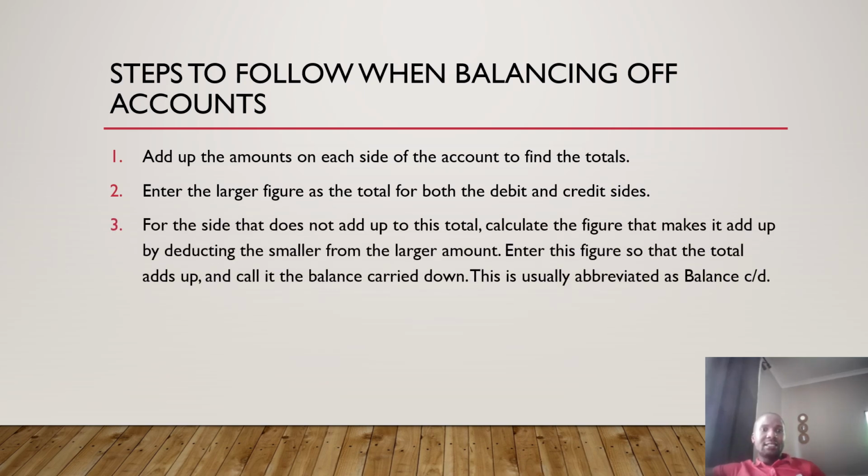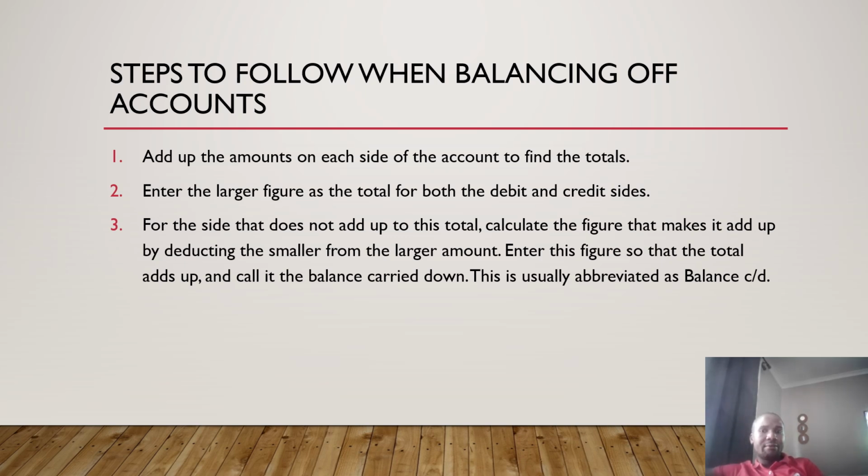So for the side that does not add up to this total, that is the side which has a smaller amount, we're going to calculate the figure that makes it add up to the bigger total by deducting the smaller amount from the larger amount. So this is what we call now the balancing figure. We're going to enter this figure so that the total adds up and call it the balance carried down. So it will be the balance carried down to the following reporting period.